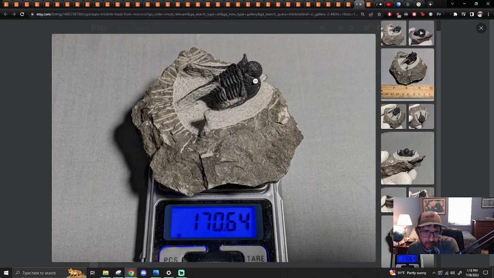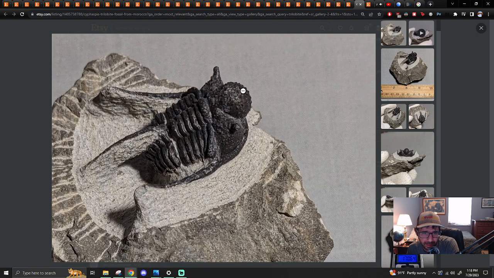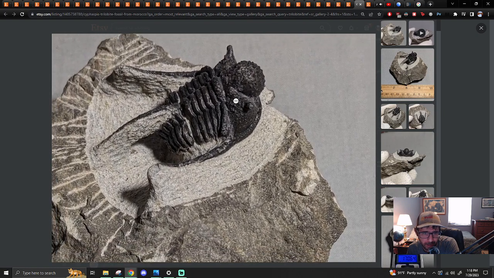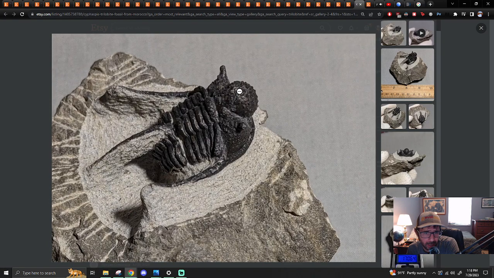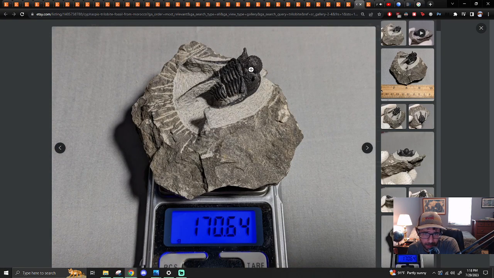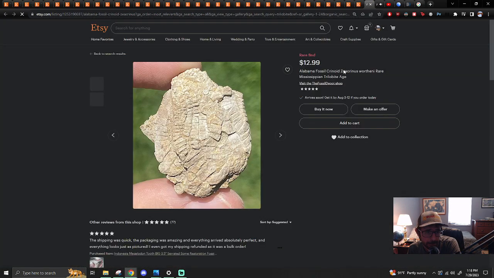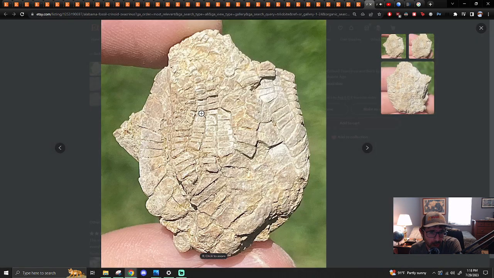It really looks like another eyeball when it does this. Like, these are called eyeballs. This is not, I don't think, what this is called, I don't know, but it looks like another one. This one is called an Alabama fossil crinoid, rare Mississippian trilobite age. So it's not a trilobite, I guess, but it does have trilobite-esque features, I feel.